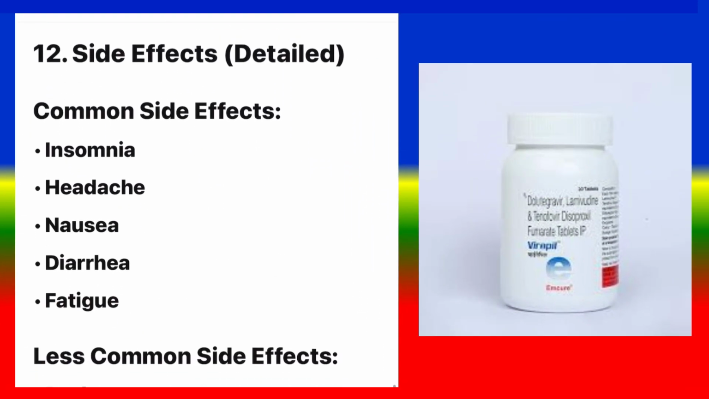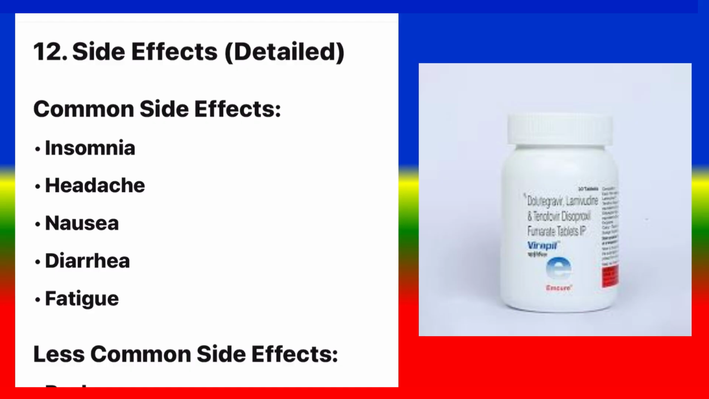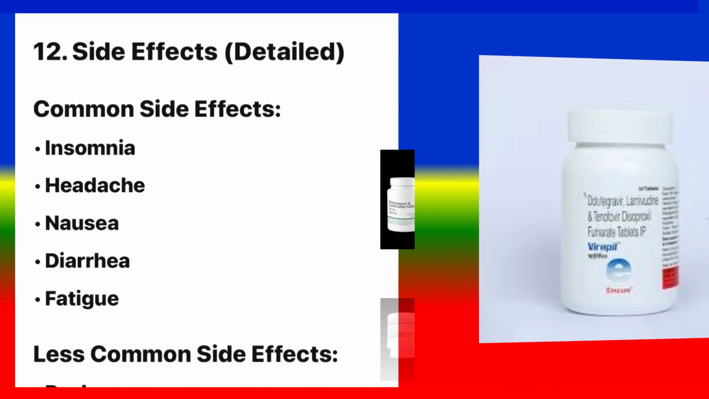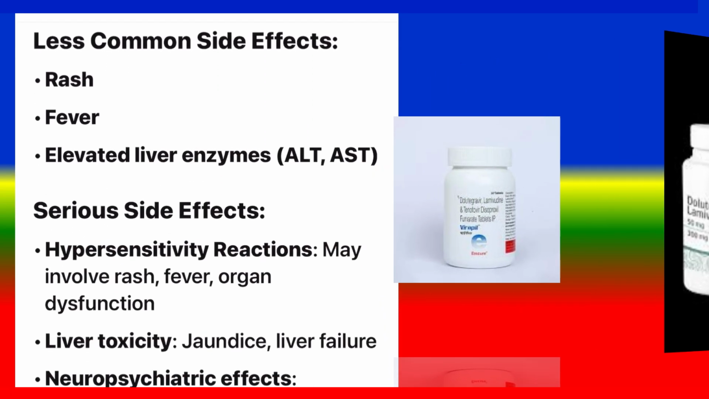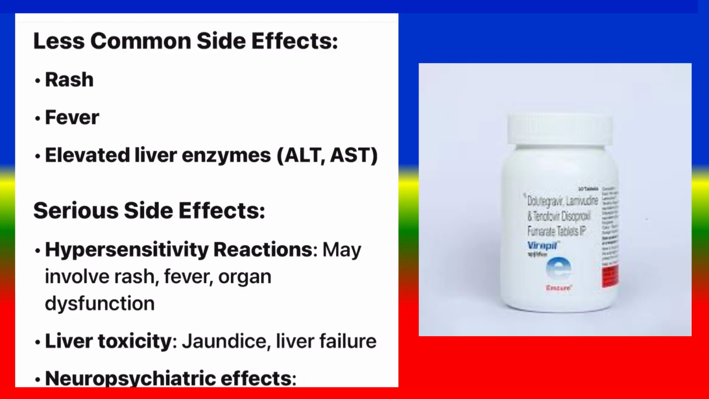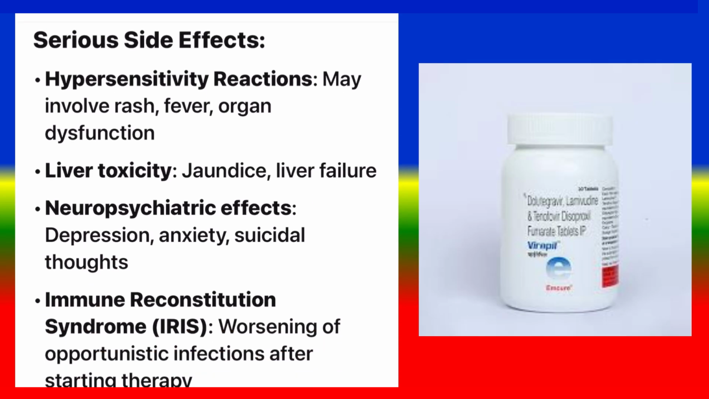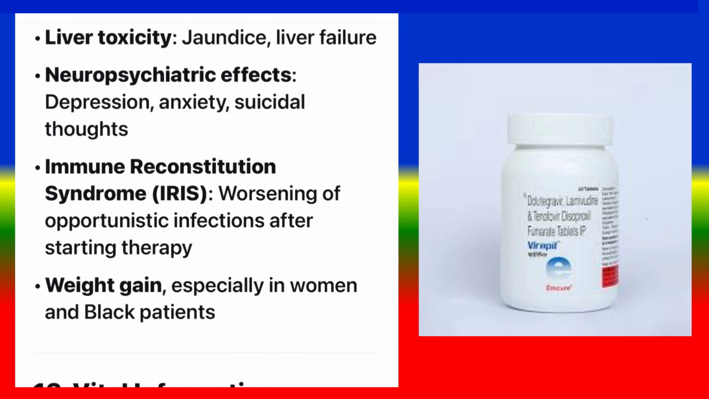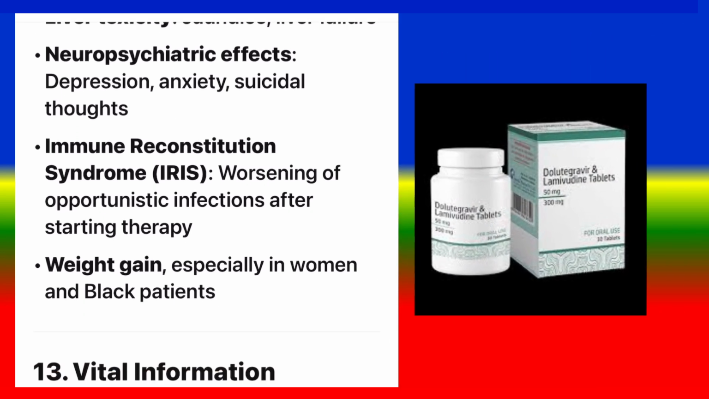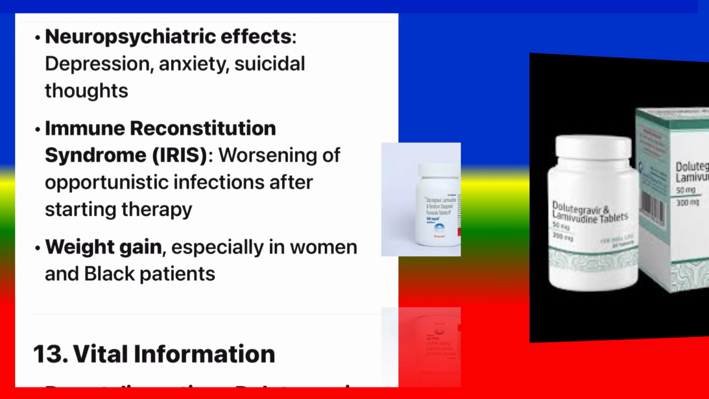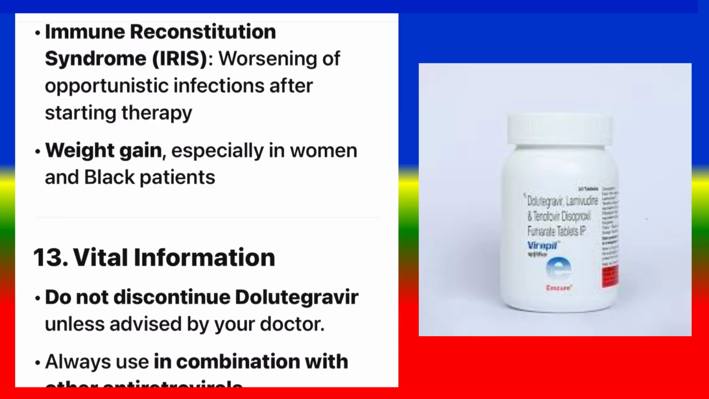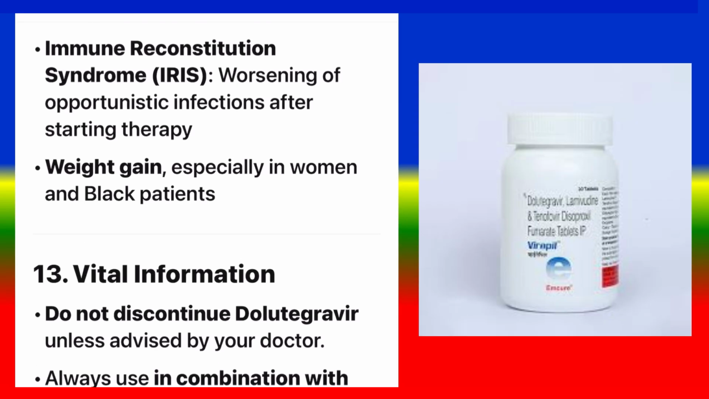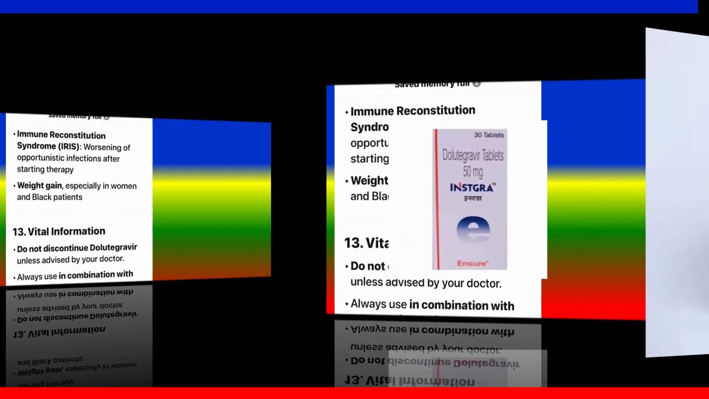Side effects detailed. Common side effects: insomnia, headache, nausea, diarrhea, fatigue. Less common side effects: rash, fever, elevated liver enzymes, ALT, AST. Serious side effects: hypersensitivity reactions, which may involve rash, fever, organ dysfunction; liver toxicity, jaundice, liver failure. Neuropsychiatric effects: depression, anxiety, suicidal thoughts. Immune reconstitution syndrome, IRIS: worsening of opportunistic infections after starting therapy. Weight gain, especially in women and Black patients.